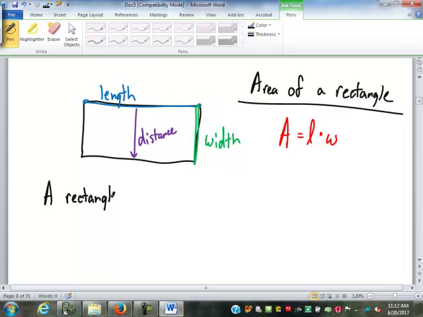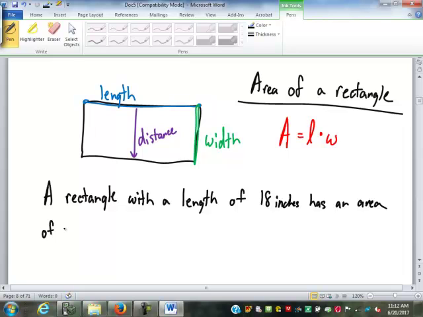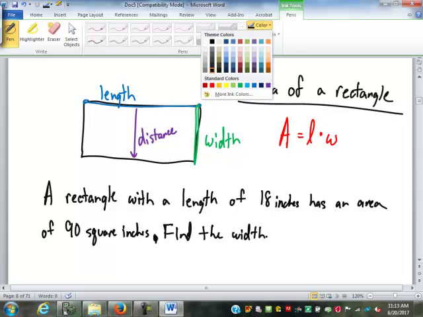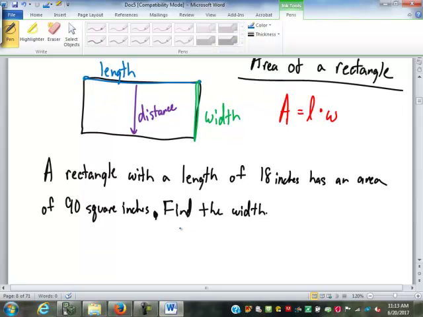So if I tell you that a rectangle with a length of 18 inches has an area of 90 square inches, find the width. Well, we know our formula. Area equals length times width. Right?